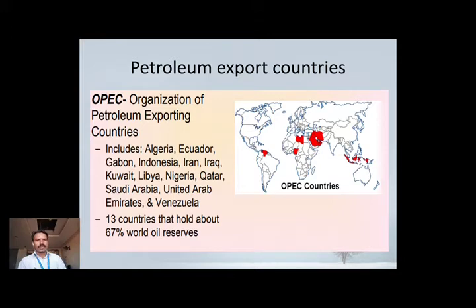Look at the diagram. Only 13 countries serve 60% of the world's oil energy resources, including Algeria, Ecuador, Gabon, Indonesia, Iran, Iraq and Kuwait. These countries export this type of energy around the world. India also buys the product from Iran.